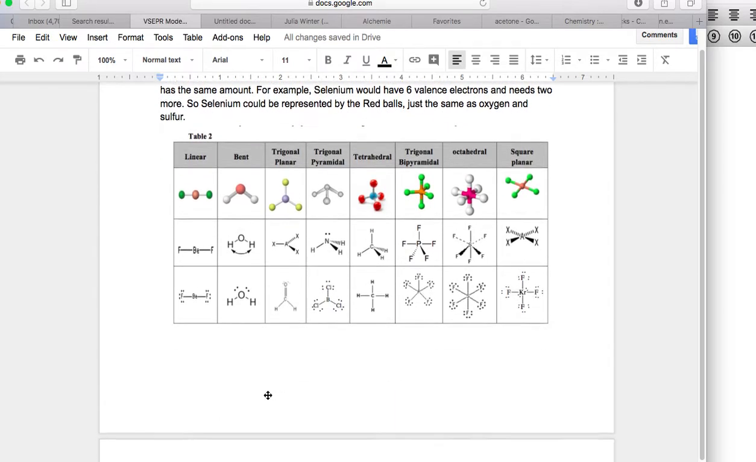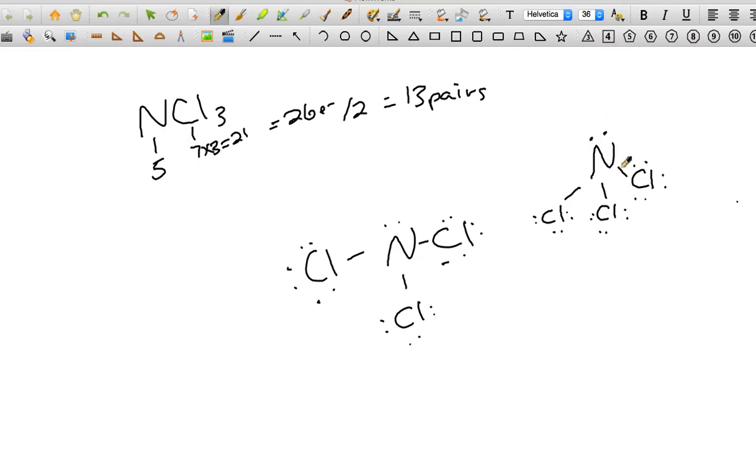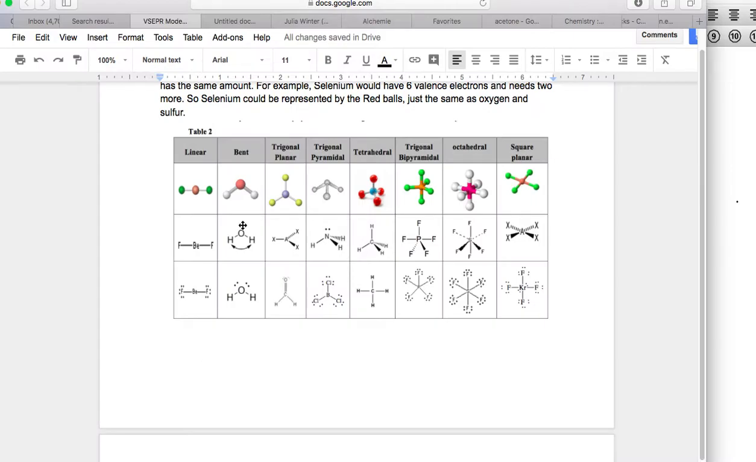So what I'm going to look at is a structure where I had a lone pair on top and 3 bonded pairs coming off the bottom. So I'm going to take a look. All right, I got 3 bonded pairs coming around, possibly, or let's look at this one.